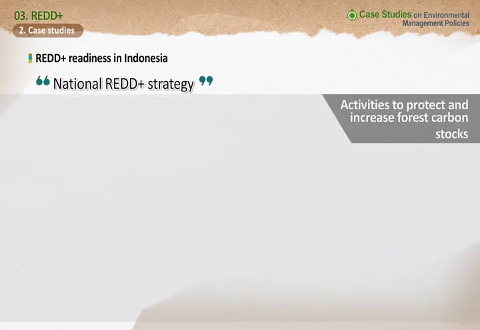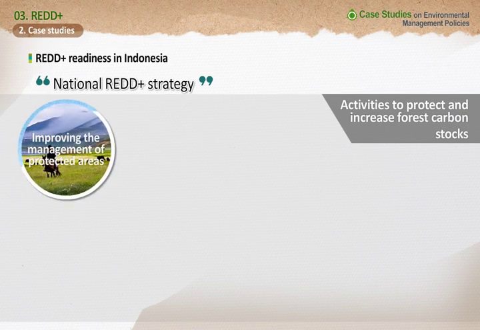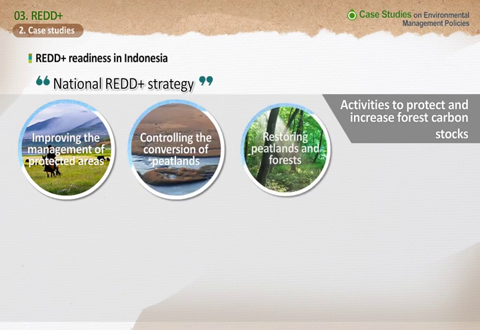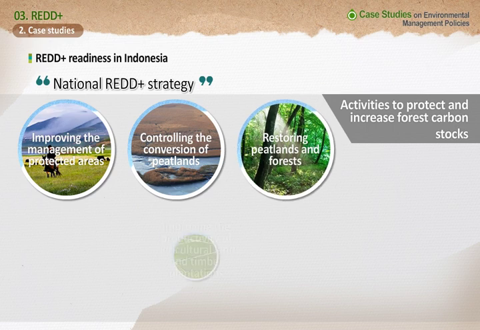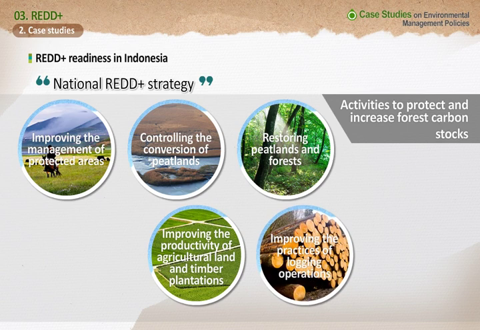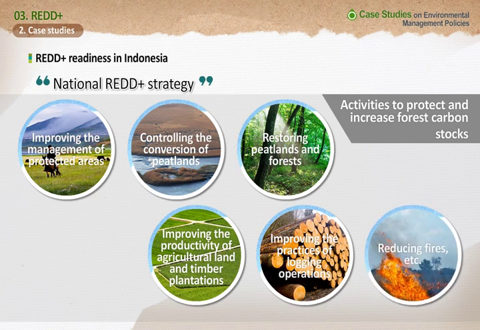The actual activities that are planned by the government to protect and increase forest carbon stocks include improving the management of protected areas, controlling the conversion of peatlands, restoring peatlands and forests, improving the productivity of agricultural land and timber plantations in order to reduce pressure on natural forests, improving the practices of logging operation in natural forest, and reducing fires, amongst others.